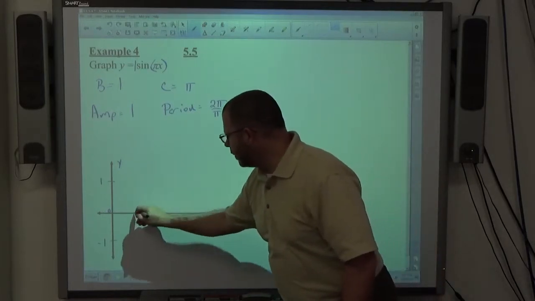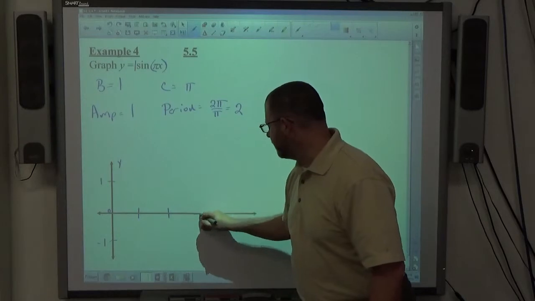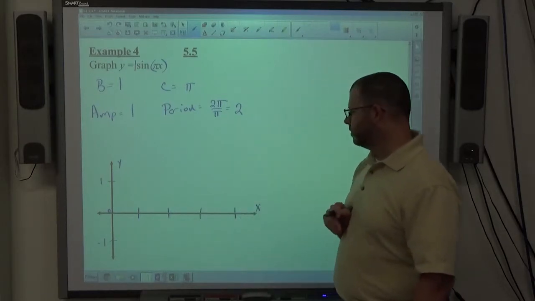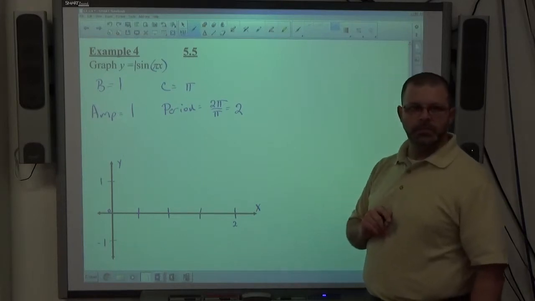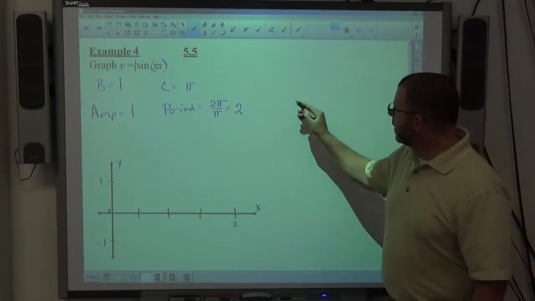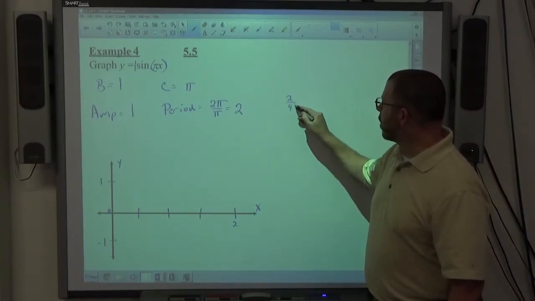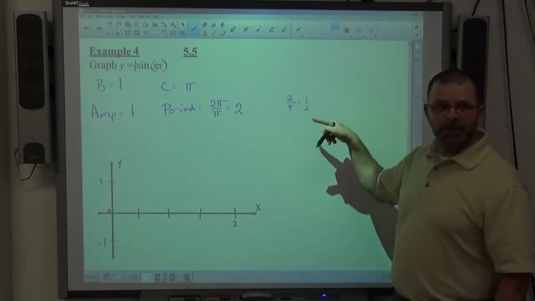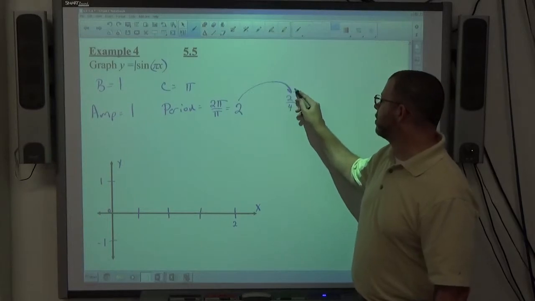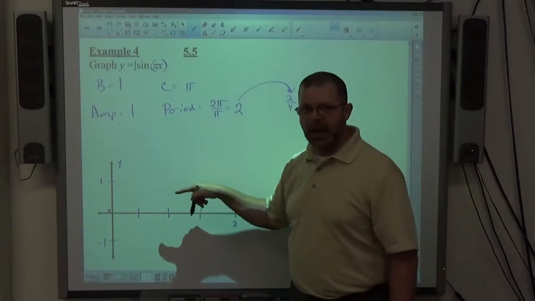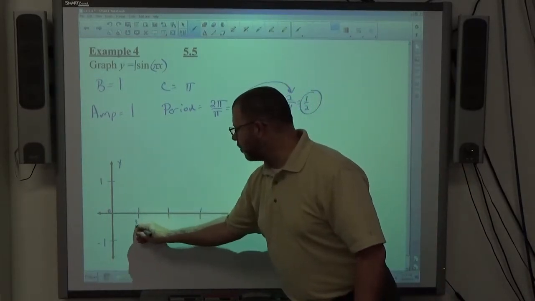So I want my 4 equally spaced dashes on my x-axis, like so. And I know my final value here is going to be 2. And if I do 2 over 4 equals a half, that's the amount I'm going to step per dash. Because again, with 4 dashes, we take whatever the period is divided by 4 to find out how much I go up per dash. 0 plus 1 half is 1 half.